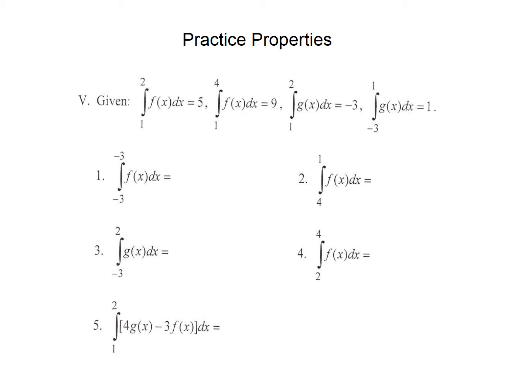Welcome back. So in the very first one, notice we're going from -3 to -3. So when we integrate over the same point, remember that that is 0. The integral from 4 to 1 would be the inverse of the integral from 1 to 4. So the integral from 1 to 4 is 9. So since we reverse the limits in number 2, we get -9.